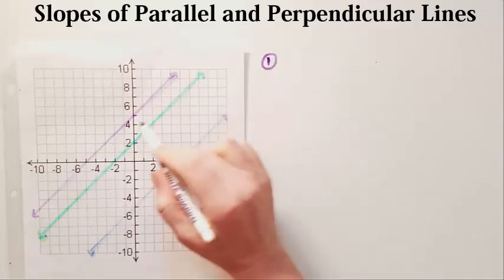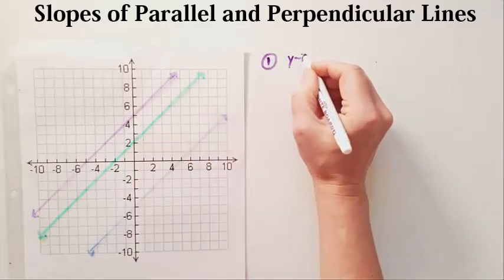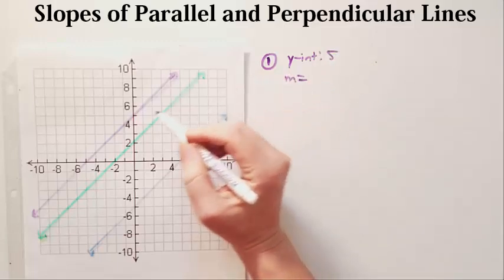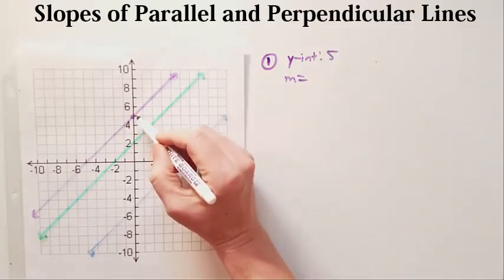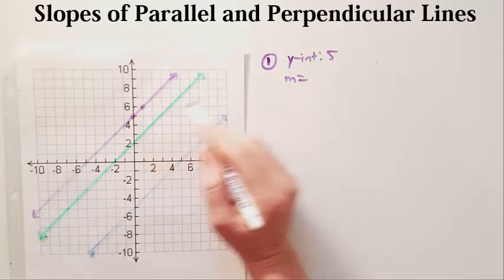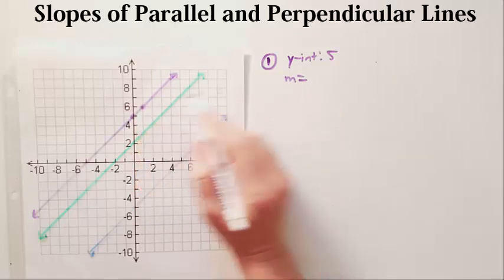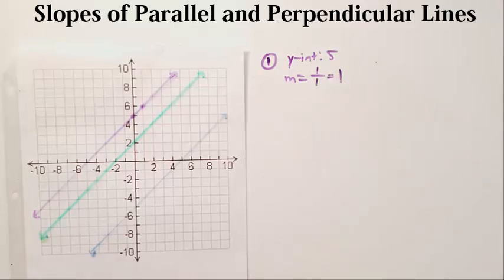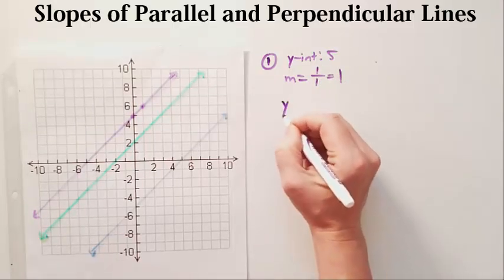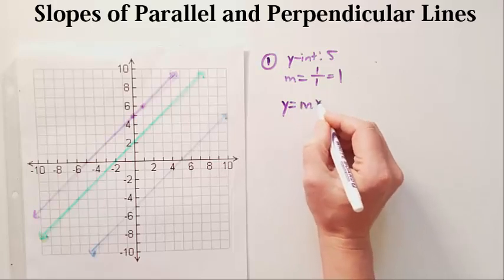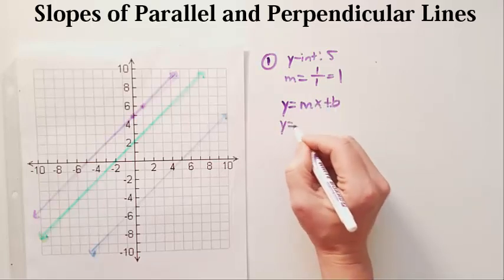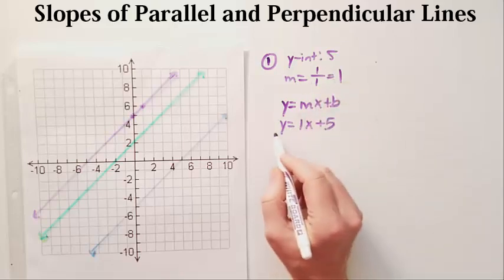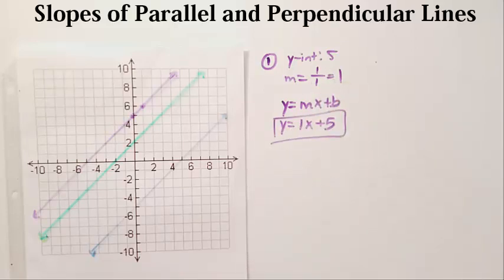The purple line crosses through the y-intercept of 5, and I need to find my slope. If I pick this nice pretty corner and this nice pretty corner, I see that I went up 1 over 1. So my slope is up 1 over 1, which is 1. For my purple line, y equals mx plus b: y equals 1x plus 5. So my purple equation is this.